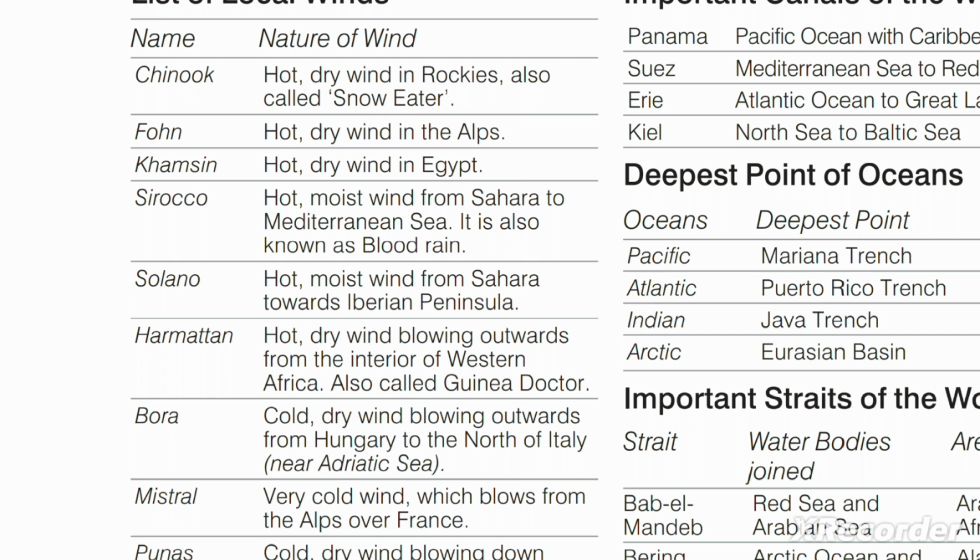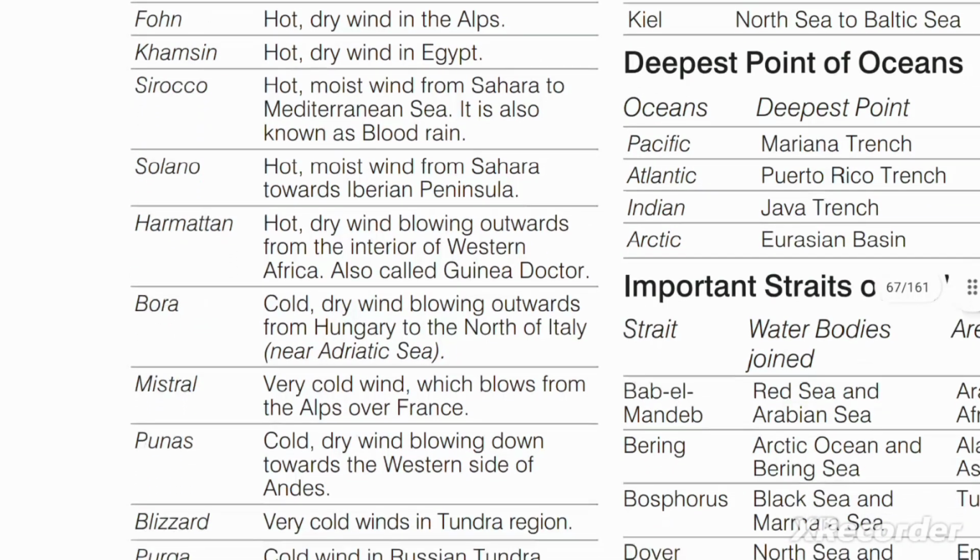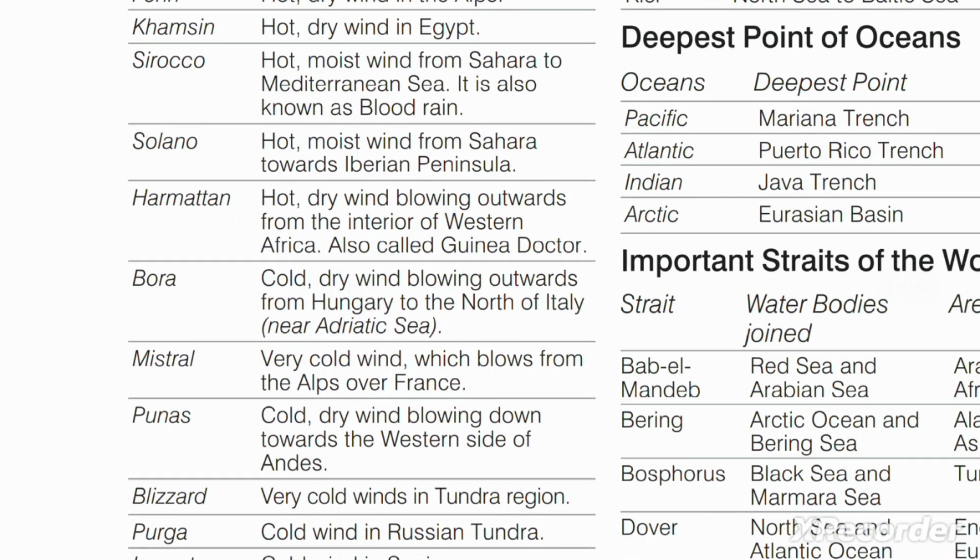Solano: hot moist wind from Sahara towards the Iberian Peninsula. Harmattan: hot dry wind blowing from the interior of Western Africa, also called the Guinea doctor. Bora: cold dry wind blowing outward from Hungary to the north of Italy. Mistral: very cold wind which blows from the Alps over France. Puna: cold dry wind blowing down towards the western side of the Andes.